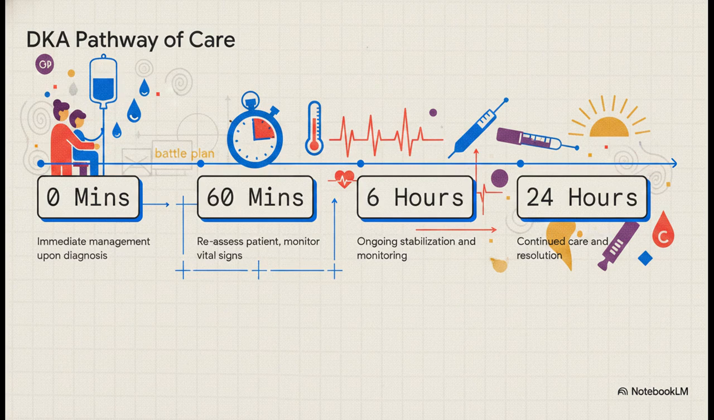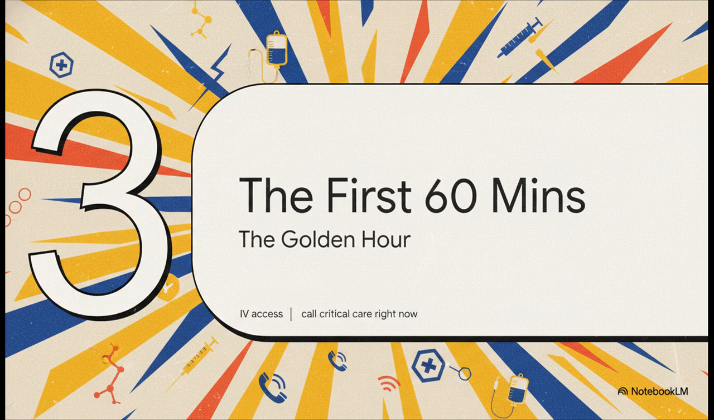Let's lay out your battle plan on a timeline. We start precisely at T0. The patient arrives, and your absolute #1 priority before literally anything else is restoring their circulating volume. The next 60 minutes are absolutely make or break. Which brings us to Section 3, the first 60 minutes.